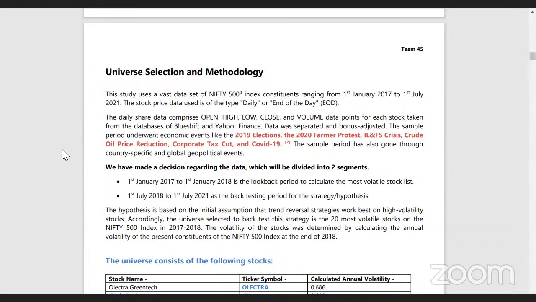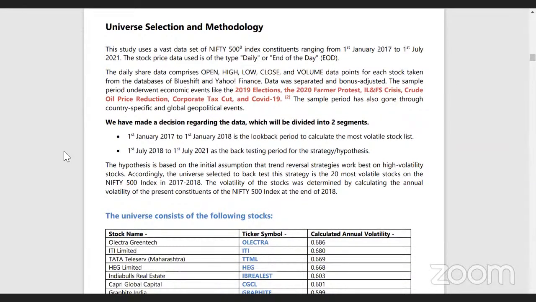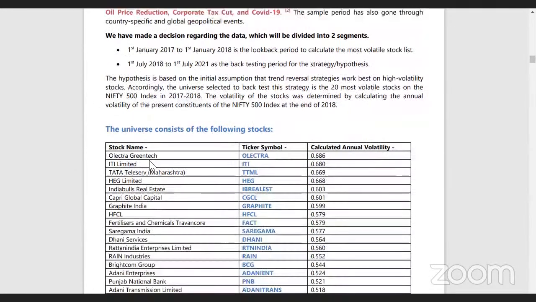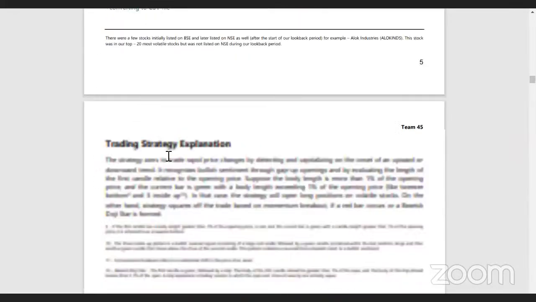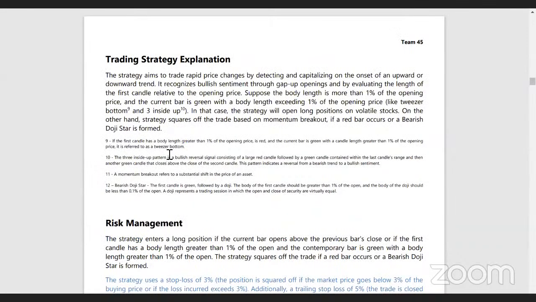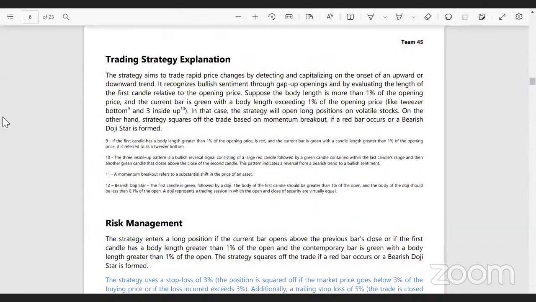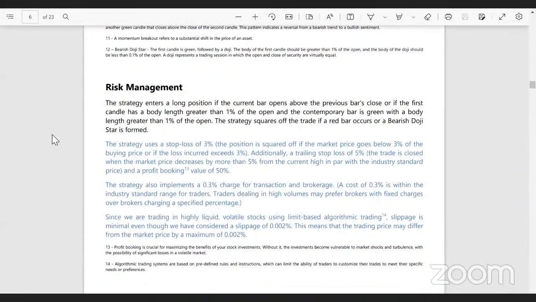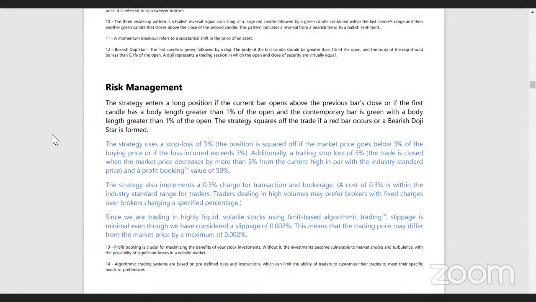During the sample period, various economic events like the 2019 elections and COVID-19 caused fluctuations in the market, but our strategy maintains its performance during this period. The strategy aims to extract profit margins from rapid price changes in equity markets by analyzing the market sentiments. To manage risk, the strategy uses a stop loss of 3%, a trailing stop loss of 5%, along with a profit booking measure of 15%. To make the simulations realistic, we include transaction charges of 0.3% along with a brokerage fee. There's also a slippage of 0.002%.